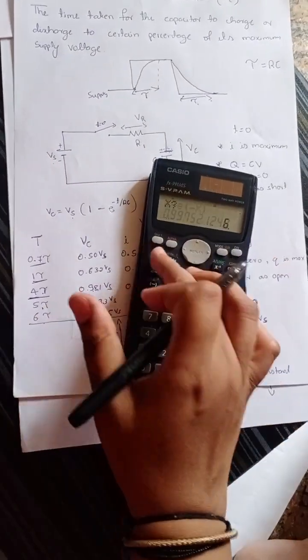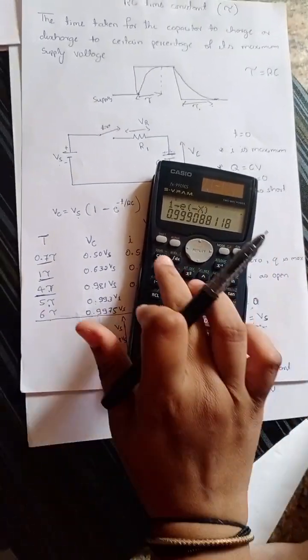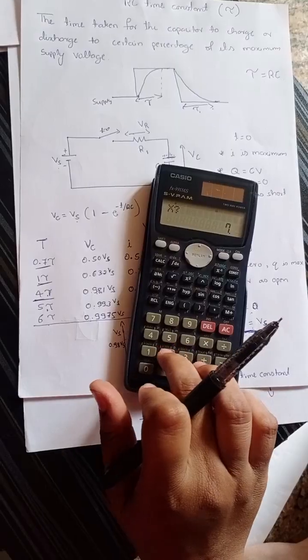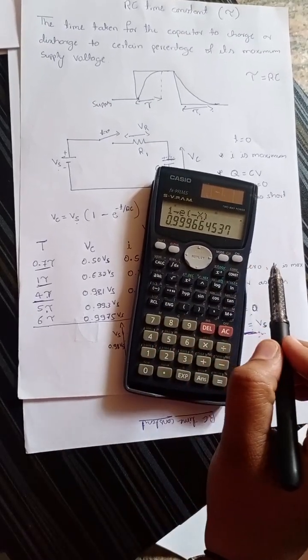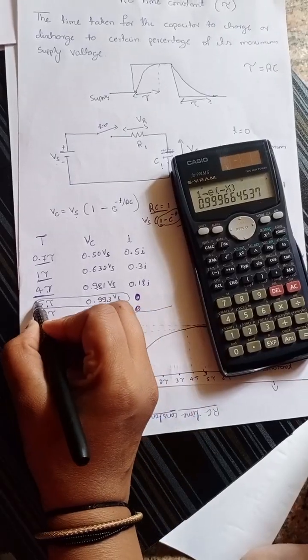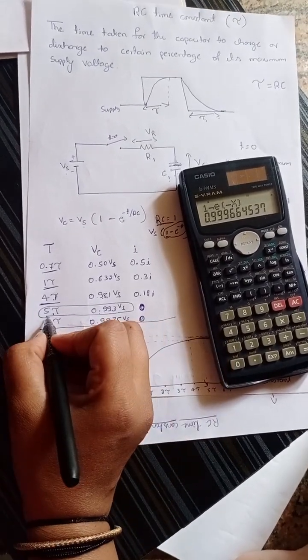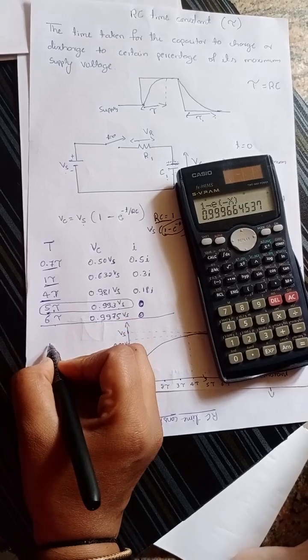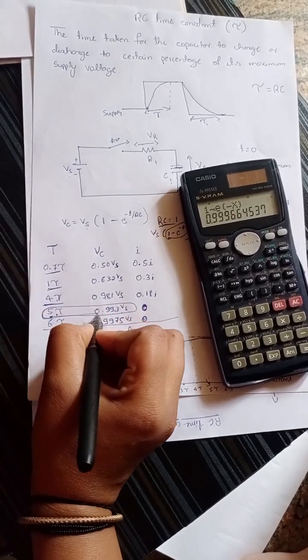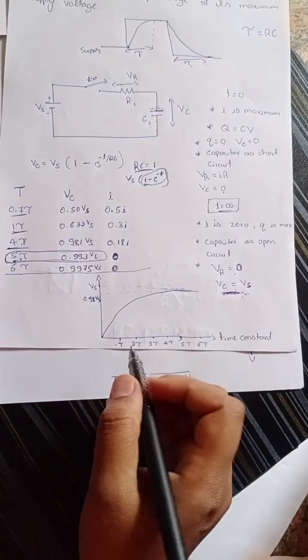If we calculate for 7 tau also, you will get 0.99998. If I keep it as 8, again 0.99999. So approximately we are taking this value, which is approximately equal to 1, right? Equal to Vs. That is why, instead of taking more values, we fixed on 5 tau to get the maximum value. I am showing this in the waveform.